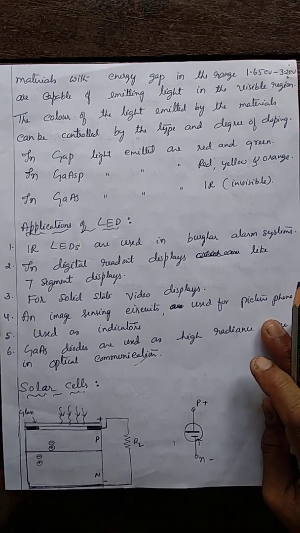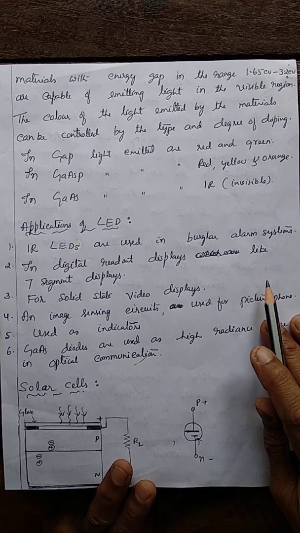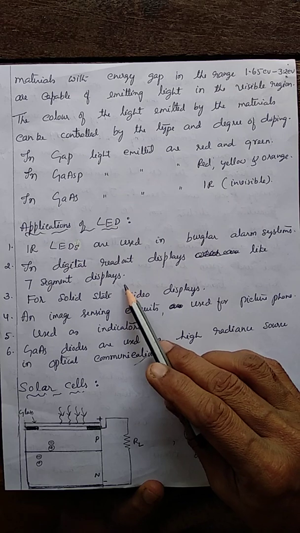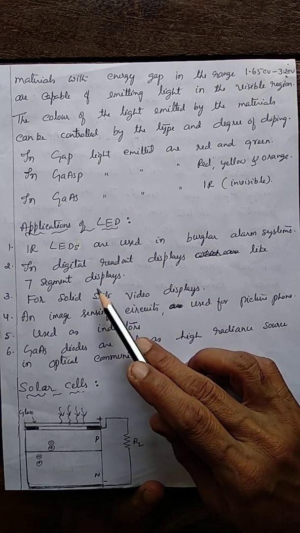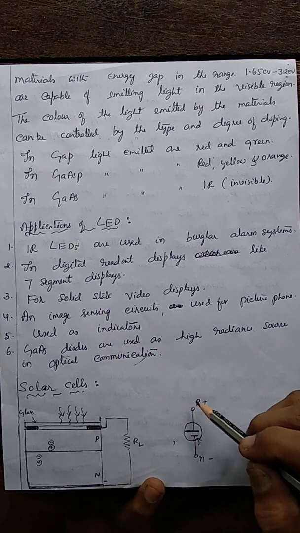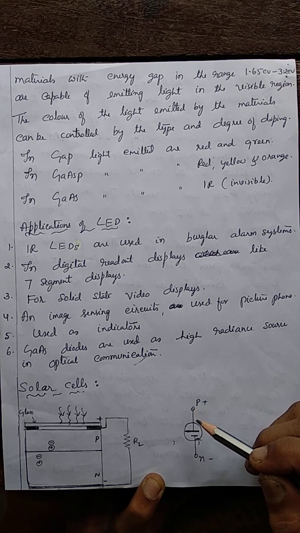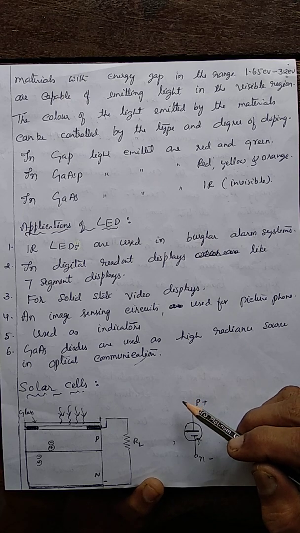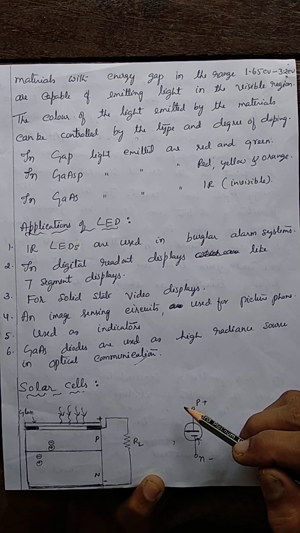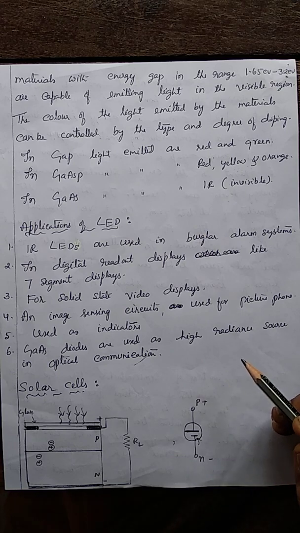Now, applications of LED. Infrared LEDs are mostly used in burglar alarm systems. Other LEDs emitting light are used in digital readout displays like 7-segment displays. In solid state video displays they are used, and image sensing circuits used for picture phone. These LEDs are, in most of the cases, used as indicators. Gallium arsenide diodes are used as high radiance source in optical communication. This is about LED.